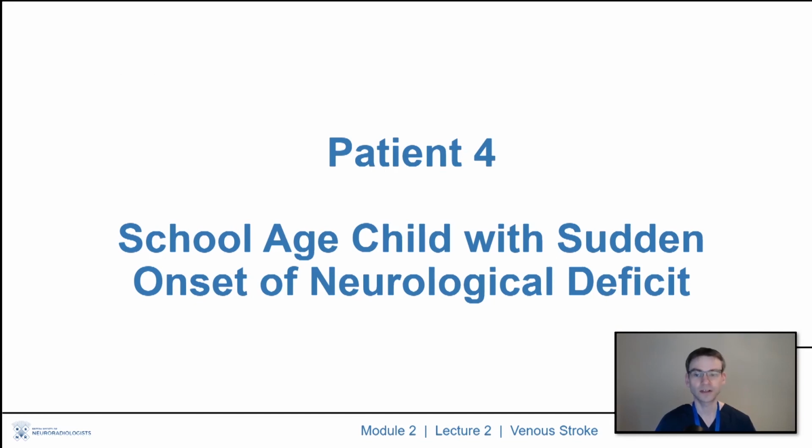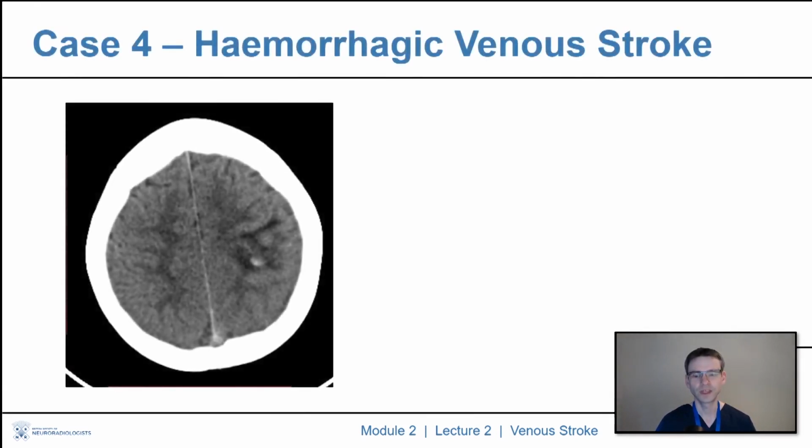Patient 4 that we looked at was another school-aged child, this time with a sudden onset of neurological deficit. So this was a case of hemorrhagic venous stroke. Here we see edema within the parenchyma. That also involved the cortex, not particularly on this image, but as you scroll through the scan. And at the time of presentation, on the first scan, there's parenchymal hemorrhage as well.